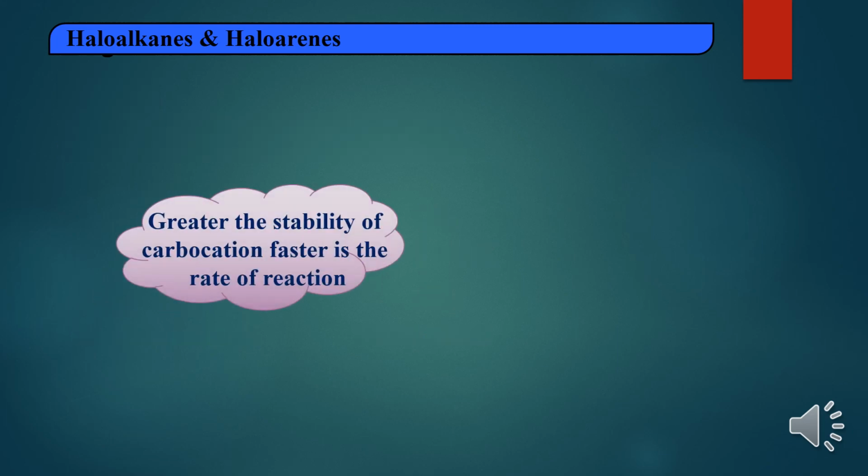Then, the greater the stability of the carbocation, the faster is the rate of reaction. So the rate of reaction depends upon the stability of the carbocation. We already studied this in first PUC. The stability of carbocation is tertiary greater than secondary greater than primary, then methyl cation. Here tertiary is there, that's why the rate of reaction is a little bit faster.